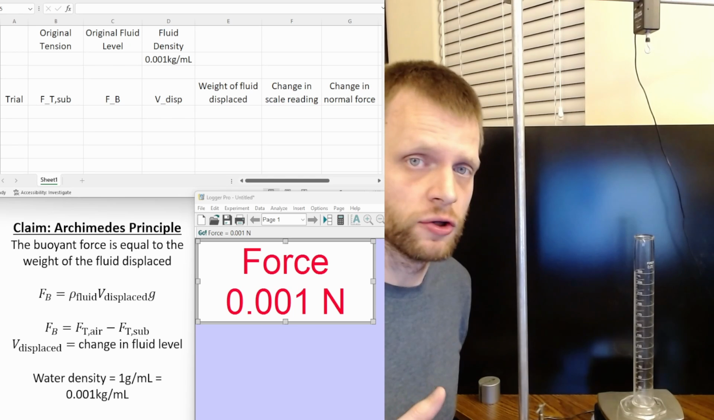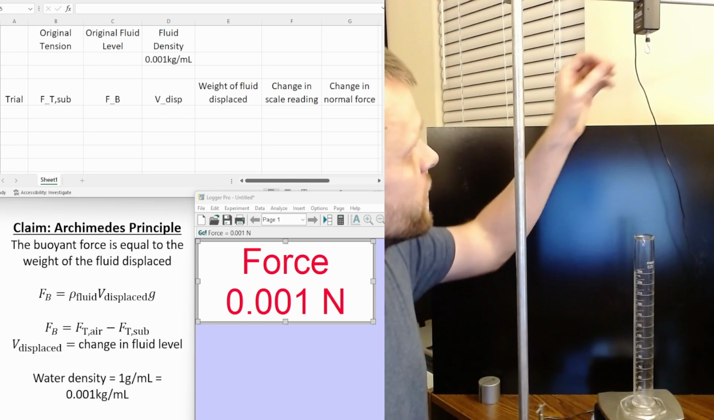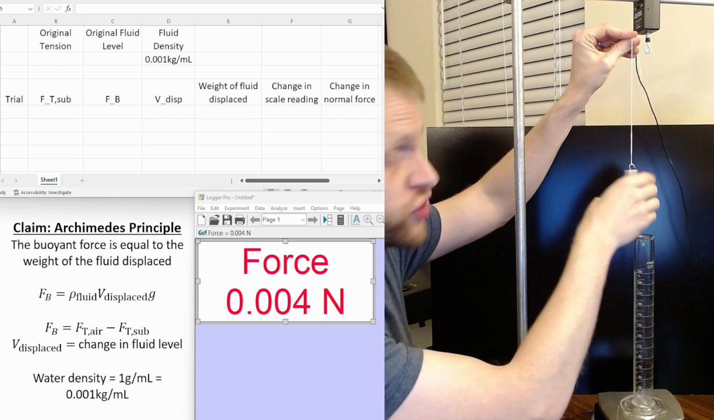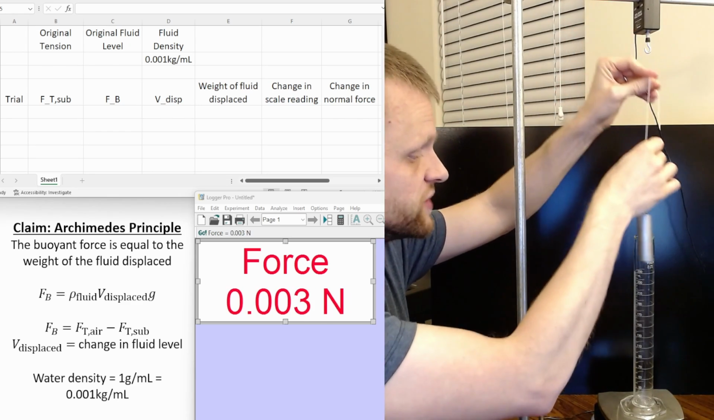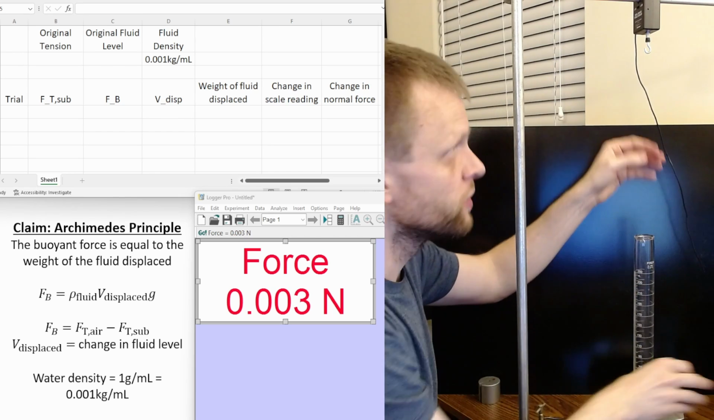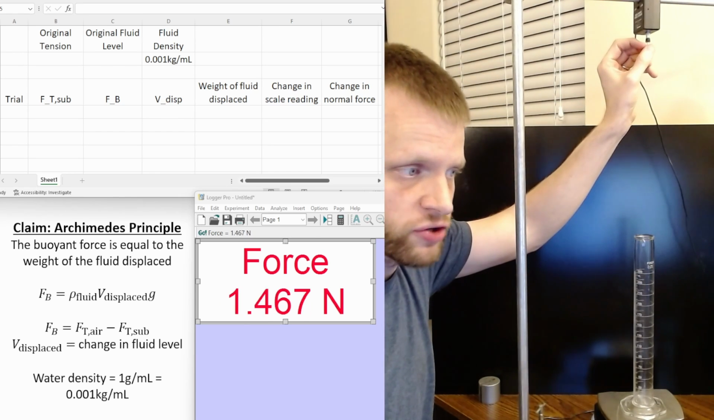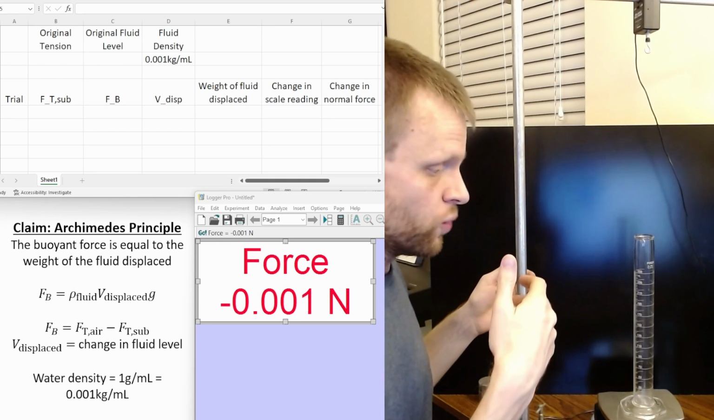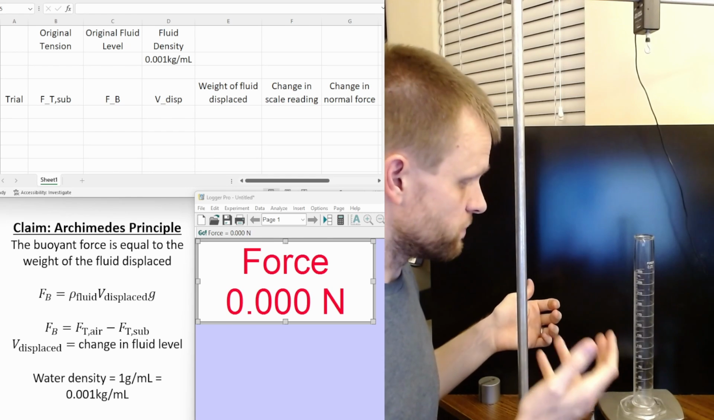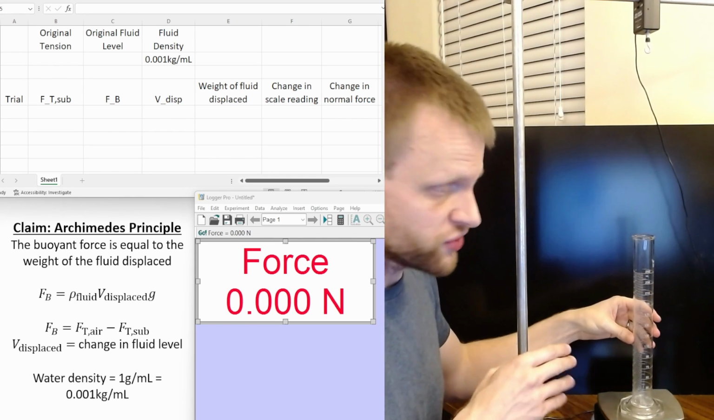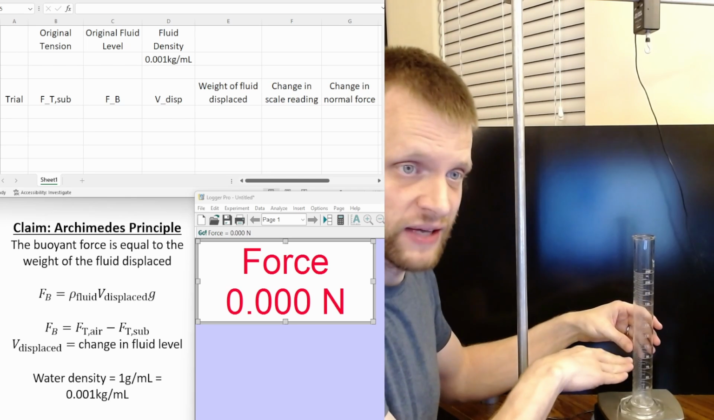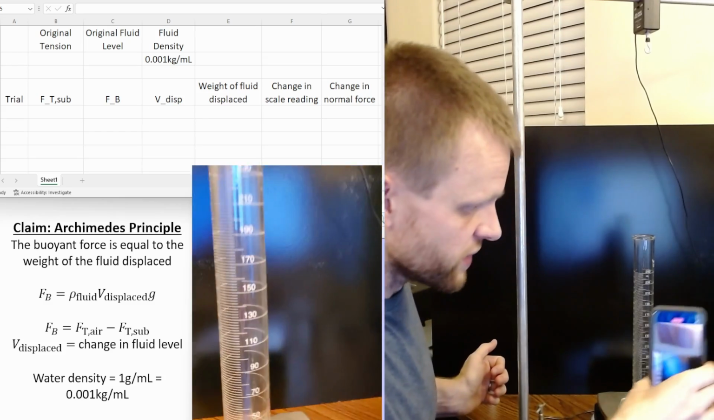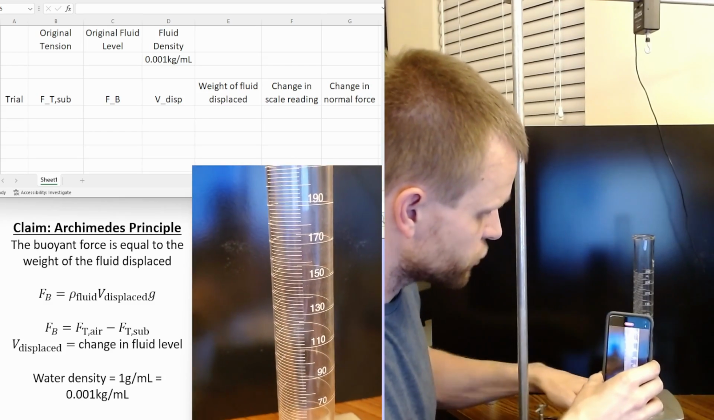So let's have a closer look at our experimental setup. I've got a force sensor up here, and this is what we're going to be hanging our mass from so we can constantly measure the tension in that string. I've zeroed the force sensor, so when I pull on this a little bit, we start getting a positive value for that force. We'll measure the tension when the object is just in the air and when it is submerged. I've also got my graduated cylinder, and we'll read the water level to figure out the volume of water being displaced. I've got a second camera set up so we can have a closer look at those measurements.